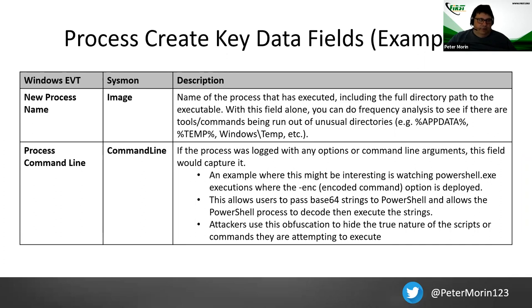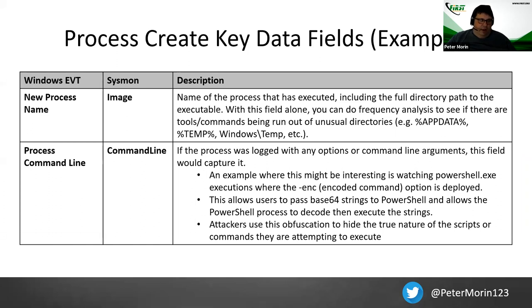So for example, on the event logs, I'm going to see what they call a new process name, which is the name of the process that was executed, including the full directory path to the executable. With this field alone, you can do frequency analysis to see if there are any tools or commands being run at unusual directories. So out of the EVT logs, it's called new process name. On the Sysmon side, it's called image.